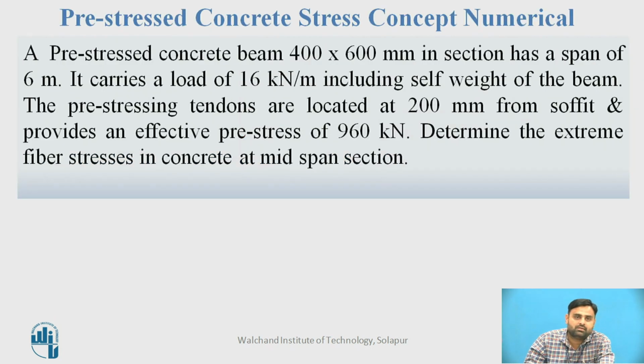Now the next is the numerical which we will solve right now. The numerical is: a prestressed concrete beam 400 mm by 600 mm in section has a span of 6 meters. It carries a load of 16 kilonewton per meter including the self weight of the beam. The prestressing tendons are located at 200 mm from the soffit of the beam, which provides the effective prestressing force of 960 kilonewton. Determine the extreme stresses in the concrete at the midspan section.